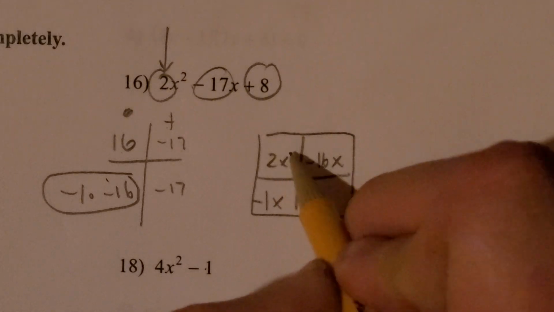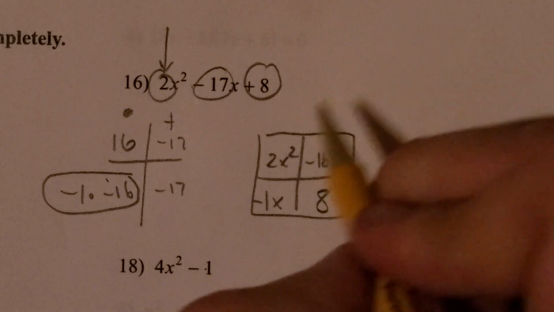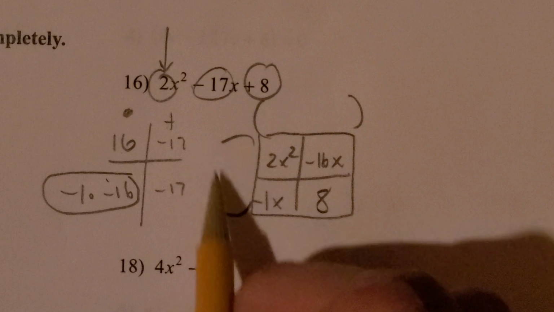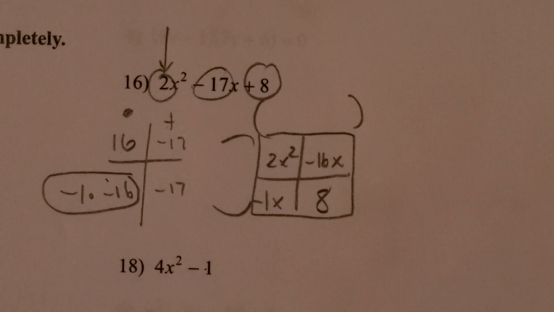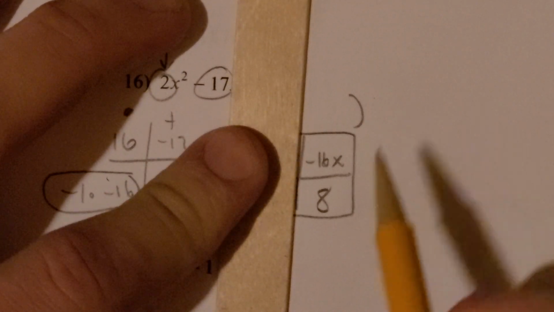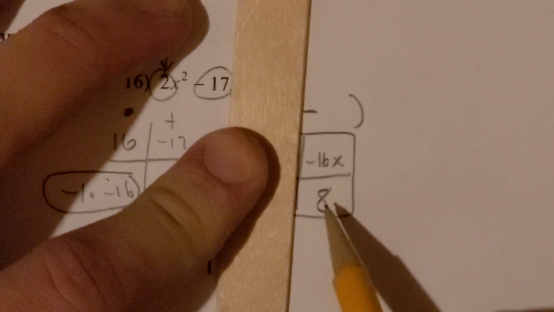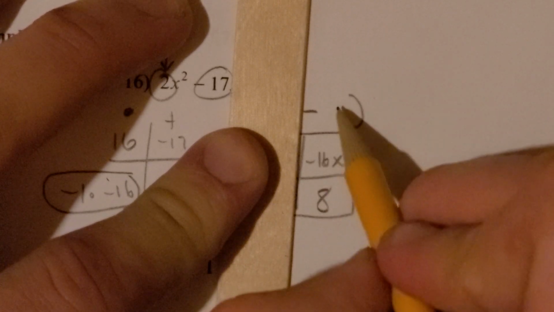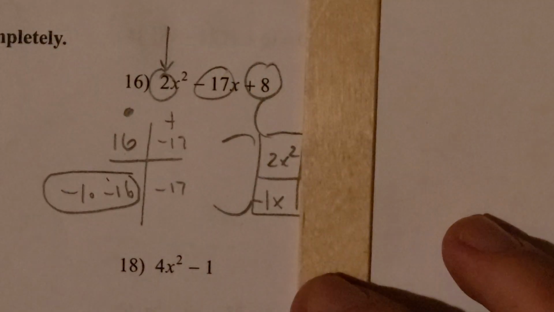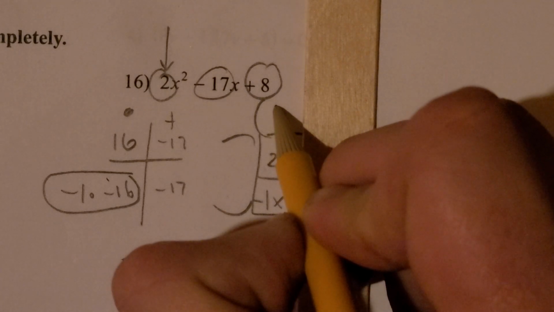First term, 2x squared, goes in the top left. Last term, positive 8, goes in the bottom right. Your answer is going to be what comes up on the top here and the left here, and that comes by pulling out GCFs. So let me look at the two on the right. I know this is negative, so this is going to be negative. And between 16 and 8, I can actually pull out an 8. Now if we look at the two on the left, this is positive, so this is going to be positive, and the only thing I can pull out is an x.